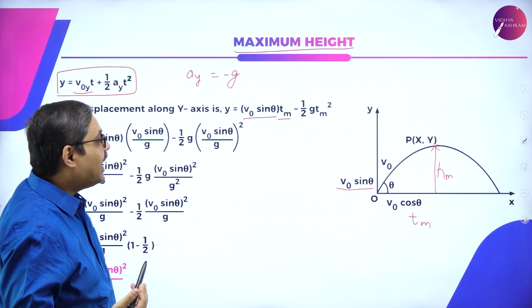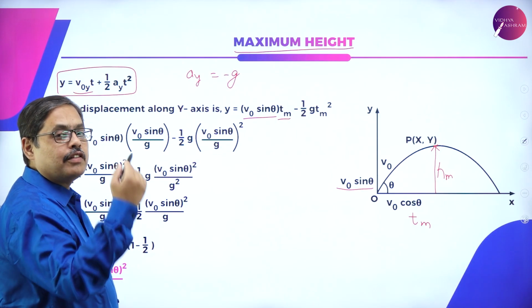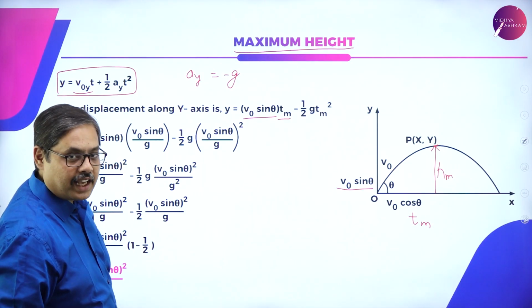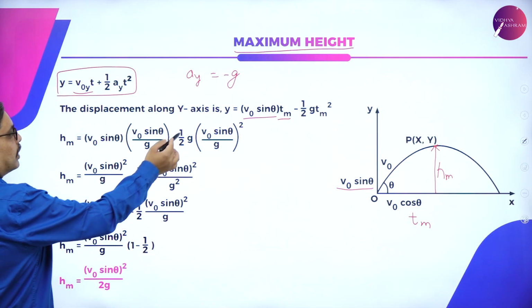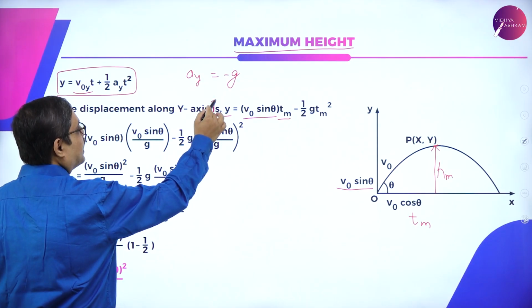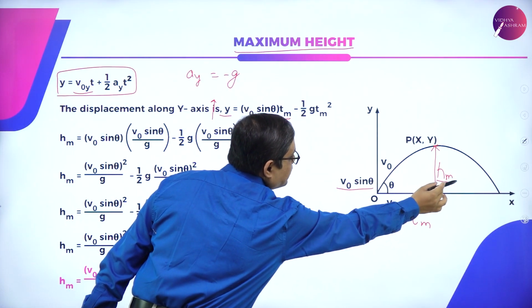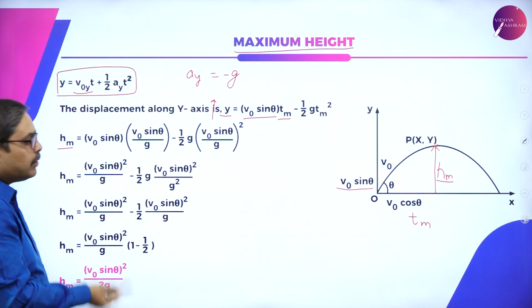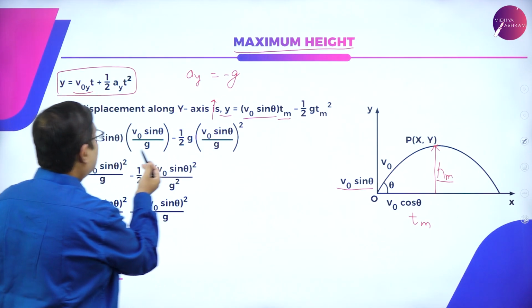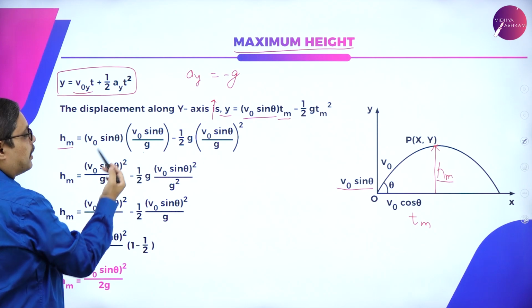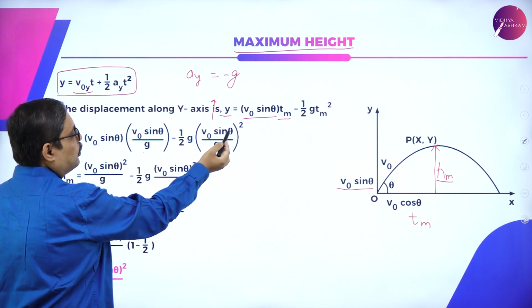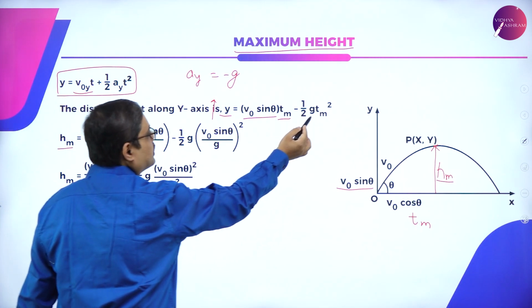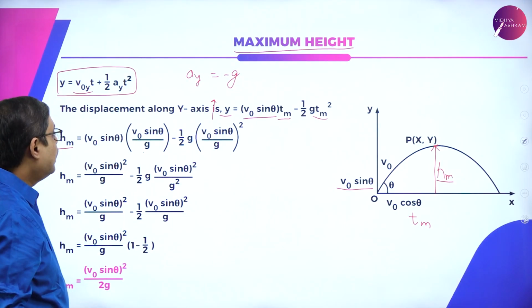What can I do? I can substitute for Tm from the previous expression that we have derived. Let us substitute. The distance traveled along the y-axis is already said to be hm. So I will replace y by hm. hm is equal to V naught sine theta into what was Tm? V naught sine theta by g, minus half g into V naught sine theta by g whole square, because it is Tm square here.